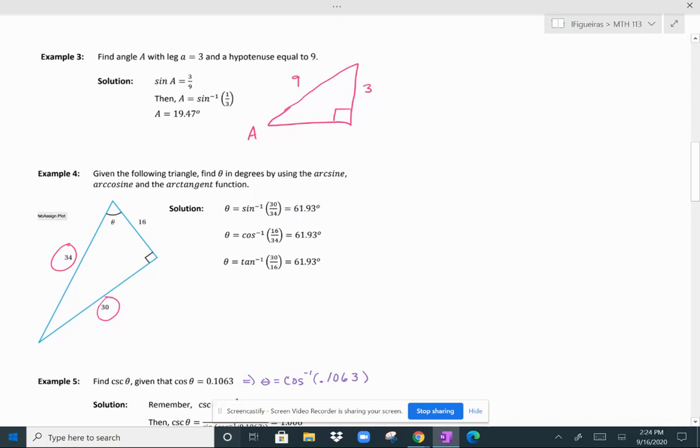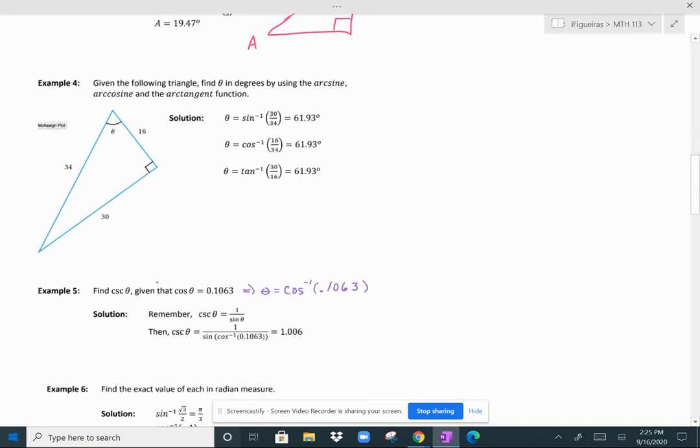If I want to use cosine, that is adjacent over hypotenuse, which is 16 over 34. So the cosine inverse of 16 over 34 gives me the same angle. And it should, because theta isn't changing. And then I'm going to use tangent to see if I get the same answer. Tangent is opposite over adjacent. So that's 30 over 16. Tan inverse of 30 over 16 is again 61.93. They all give you the same answer. So the point of this exercise is to show you that if you have a choice on which trig function to use, use one of these three. They will all give you the same result. With secant inverse, cosecant inverse, and cotangent inverse, you would still get the same result, but you'd have to do a little manipulation first before you can input it into the calculator.